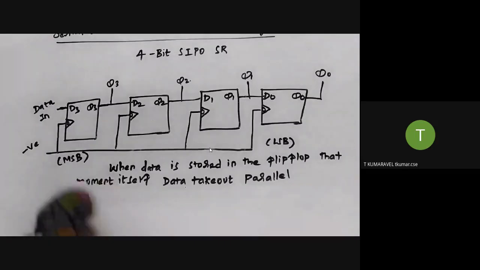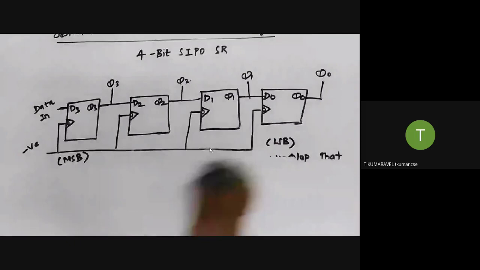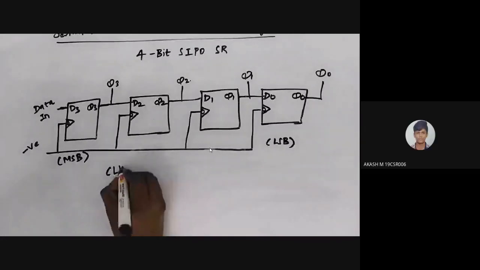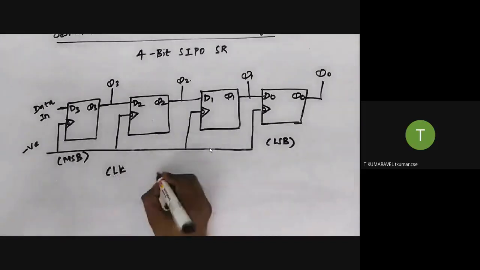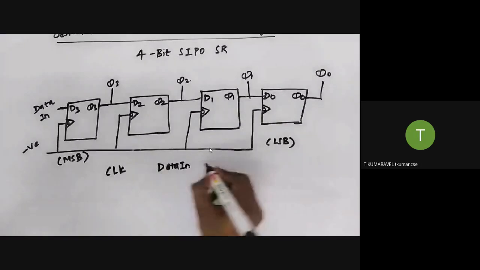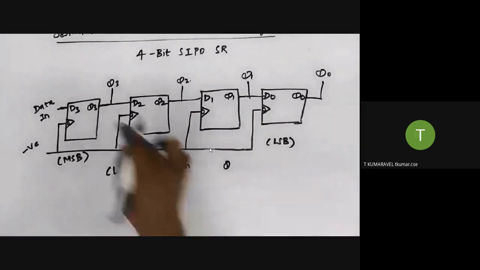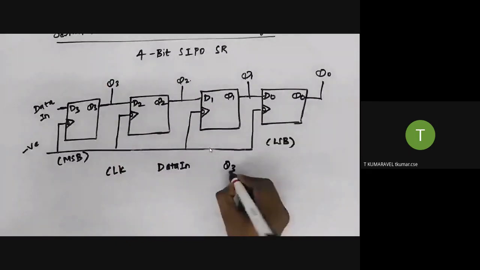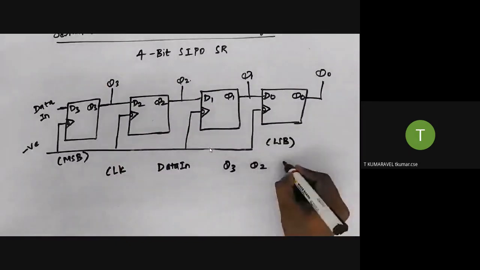Is it okay for you? Do you have any queries in the logic diagram? No, sir. Okay. And these are the outputs. How many outputs are there? Q3, Q2, Q1, Q0.